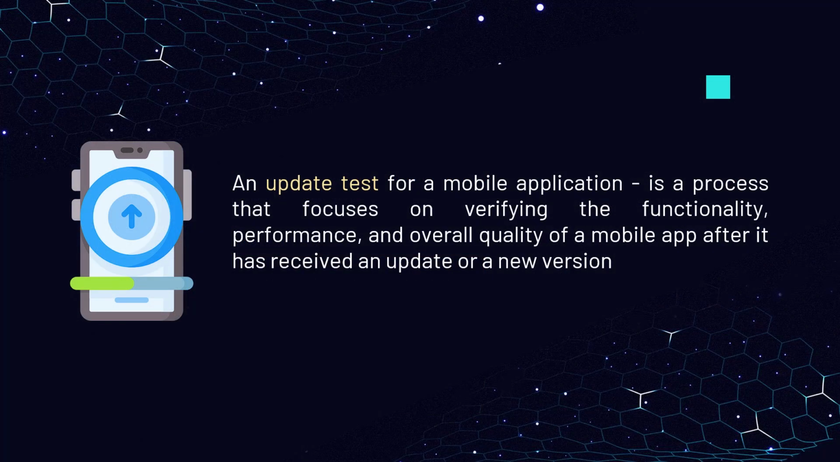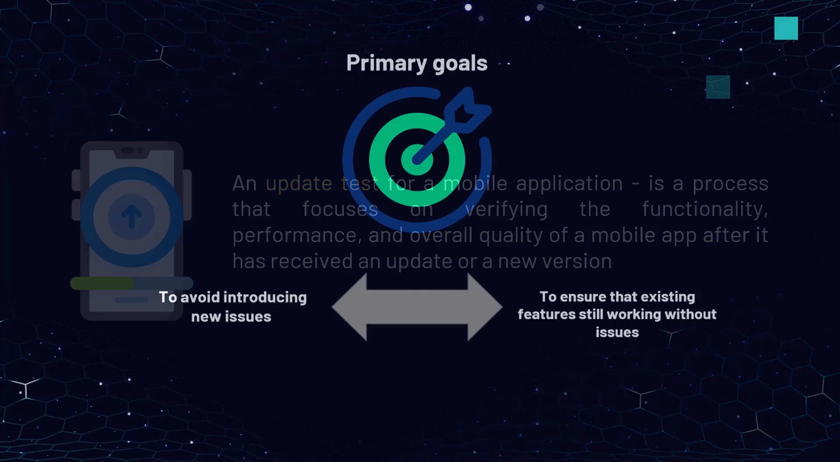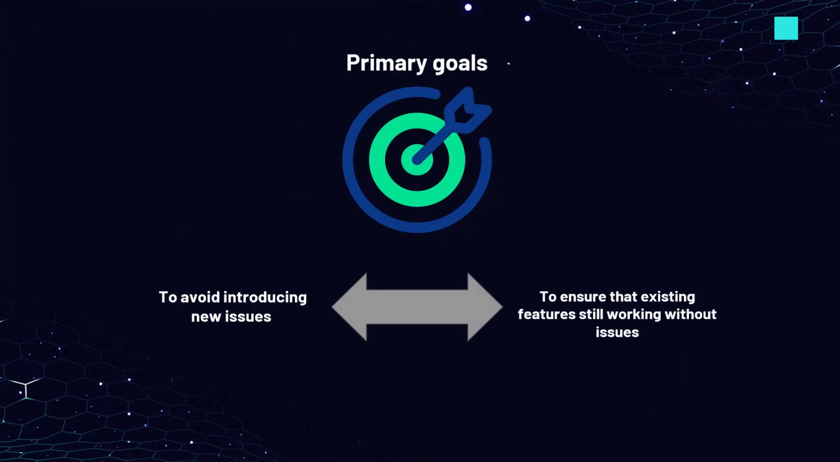An update test for a mobile application is a process that focuses on verifying the functionality, performance, and overall quality of a mobile app after it has received an update or a new version. This testing is vital before releasing an update to users to avoid introducing new issues after updating the application and to ensure that existing features still work as expected and weren't affected by installing the update.